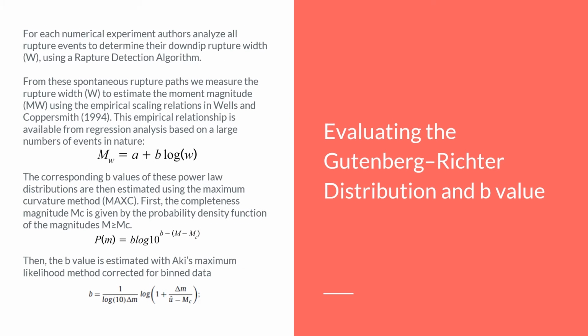For calculating the Gutenberg-Richter distribution and the b value, the authors use a rupture detection algorithm. From that algorithm, they calculate the rupture width. From that rupture width, they use a method to calculate the moment magnitude. This formula is used for that. After calculating the moment magnitude, they calculate the completeness magnitude Mc from a probability distribution, which looks something like this. After calculating the value of Mc, they use Aki's maximum likelihood method to calculate the value of b. Here, b is calculated from the value of Mc.